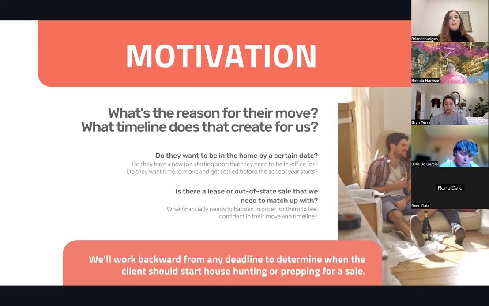They're getting married. They're expecting a new child soon, and we only have a 1-bedroom. This is not going to work. We need to go ahead and move. Or they're empty nesters now, whatever the case may be. Maybe we now need a 1-level home. There's a ton of opportunities for us, but what is that motivation? And based on that motivation, what timeline does that create for us?